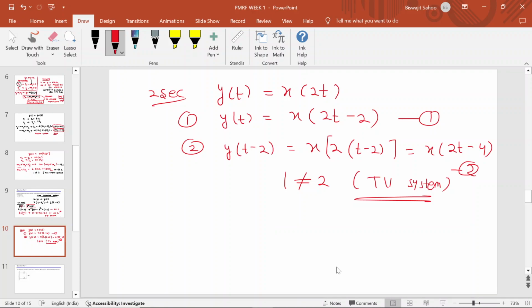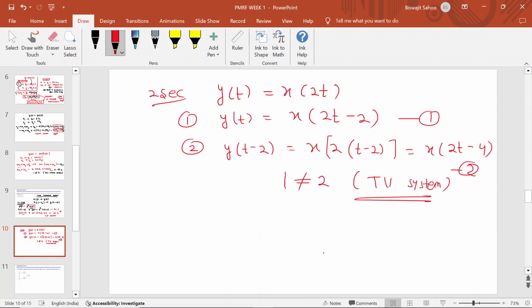Yes, sir. Okay, I'm just simplifying. Sir, in the first case, since y of t is x of 2t, you have changed the input, no? Yeah, I'm just changing the input. Since it is 2t, we should not write it as 2 into 2t minus t naught, no, sir.